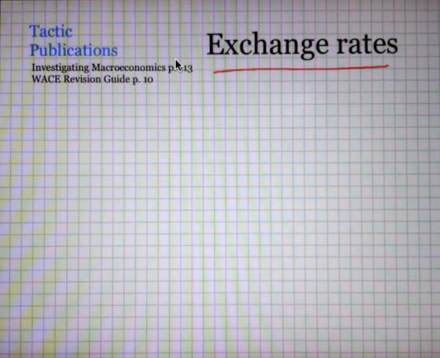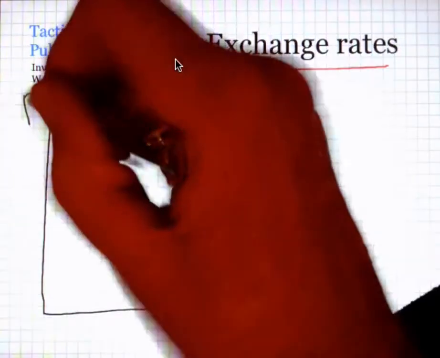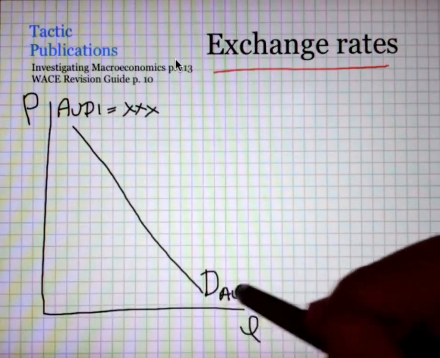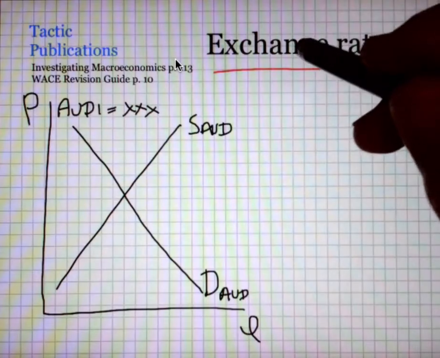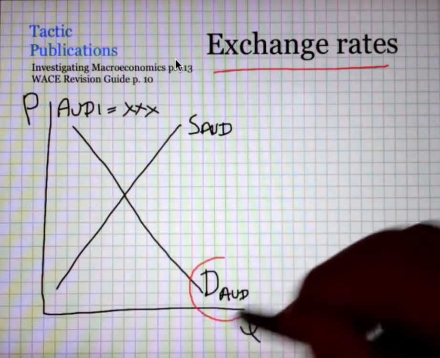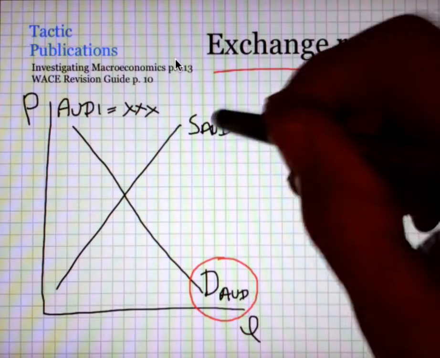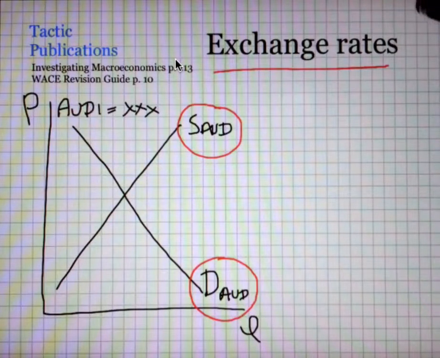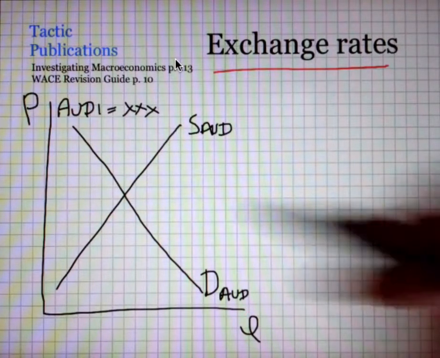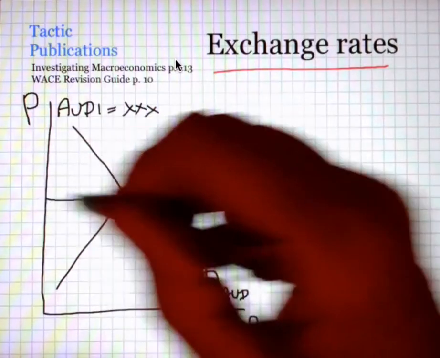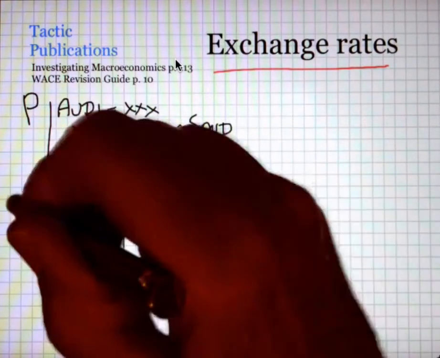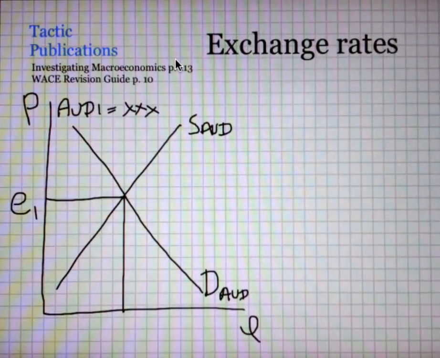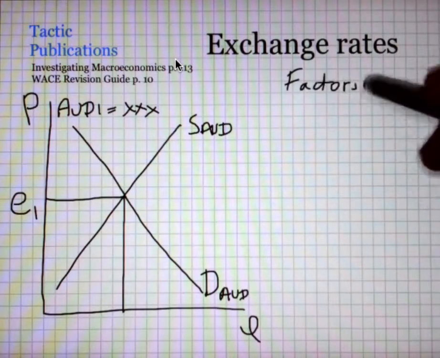In our floating exchange rate system, the price of the Australian dollar in terms of other currencies is determined by demand and supply. The demand for the dollar is the willingness of people overseas to purchase Australian goods and services, whereas the supply of the Australian dollar is the willingness of Australians to purchase goods and services from overseas, in other words, to import. A range of factors can influence the demand and supply for the dollar.